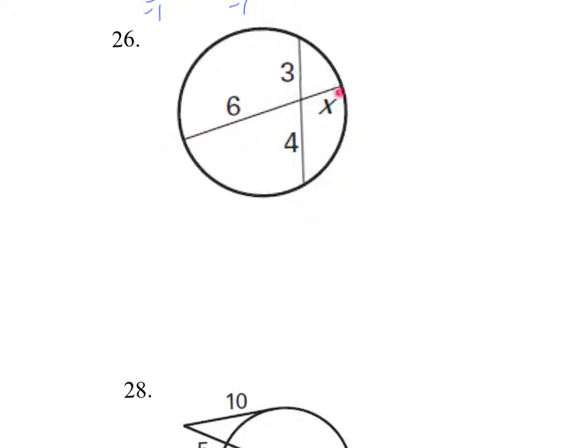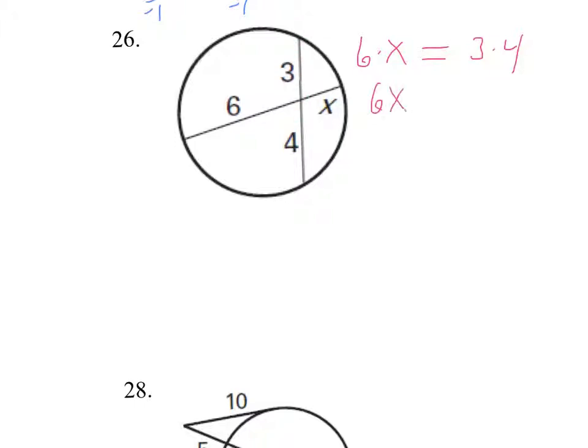It says if you have two chords intersecting in a circle, they will split each other into two segments each, and you can just multiply those segments by each other and set them equal. So I could do 6 times x equals 3 times 4. Now, you have to multiply the ones that are in the same line segment. So I have to do 6 times x. It's up to me whether I want to put 6 times x on the left or the right, but whatever goes on the other side has to be 3 times 4.